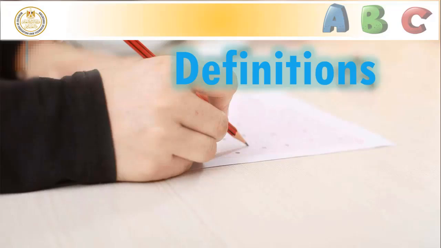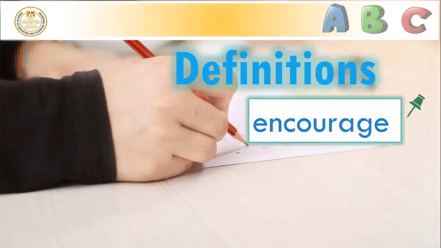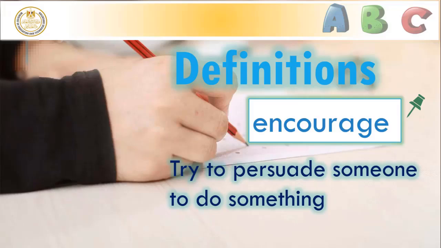Now we are going to start the definitions, and every lesson has definitions أو التعريفات. The first definition is for the word encourage. We said encourage means يشجع. Let's see what it means. Encourage means to try to persuade someone to do something. Try to, try يعني بنحاول, to persuade, persuade بمعنى نقنع, try to persuade someone, بنحاول نقنع إنسان أو شخص ما to do something, أن يفعل شيئا ما.